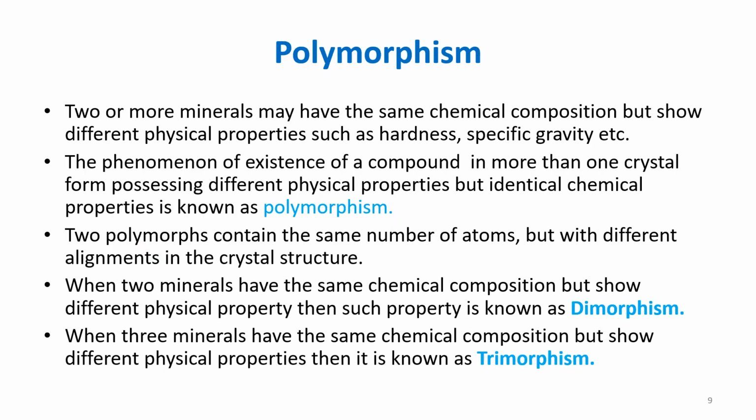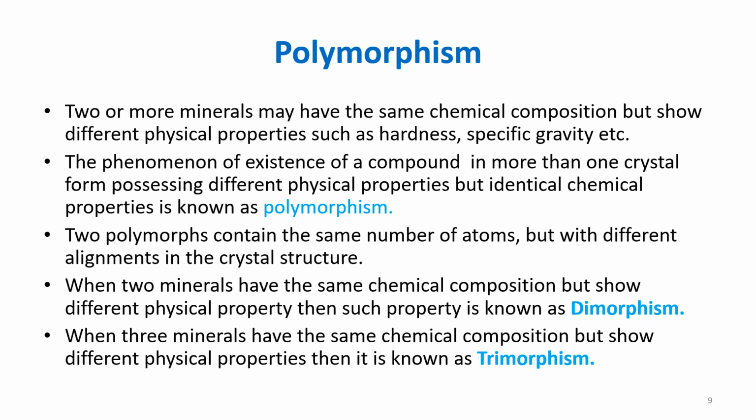So next is polymorphism. What is polymorphism? Poly means more than one, two, three or more, and morphism means form. Two or more minerals may have the same chemical composition but show different physical properties such as hardness, specific gravity, etc. This phenomenon of existence of a compound in more than one crystal form, possessing different physical properties but identical chemical properties, is known as polymorphism.